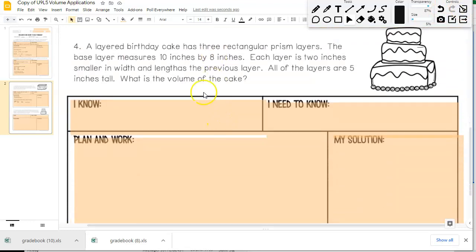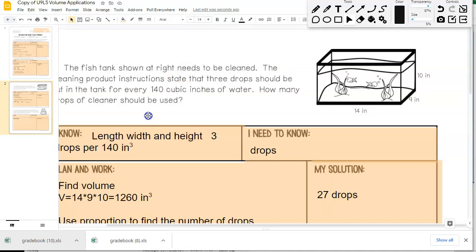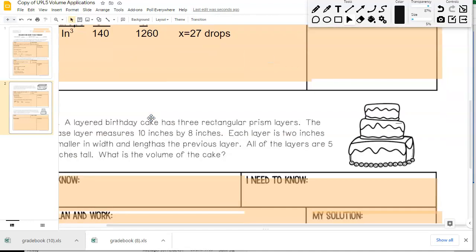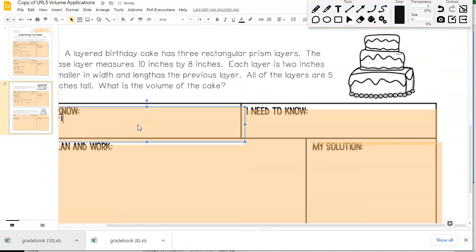One more. A layered birthday cake has 3 rectangular prism layers. So this is a rectangular prism, this is a rectangular prism, this is a rectangular prism. The base layer measures 8 by 10, and then each layer is 2 inches smaller in width and length. All the layers are 5 inches tall. What is the volume of the cake? So what are we going to do? We're going to find the volume of each layer.